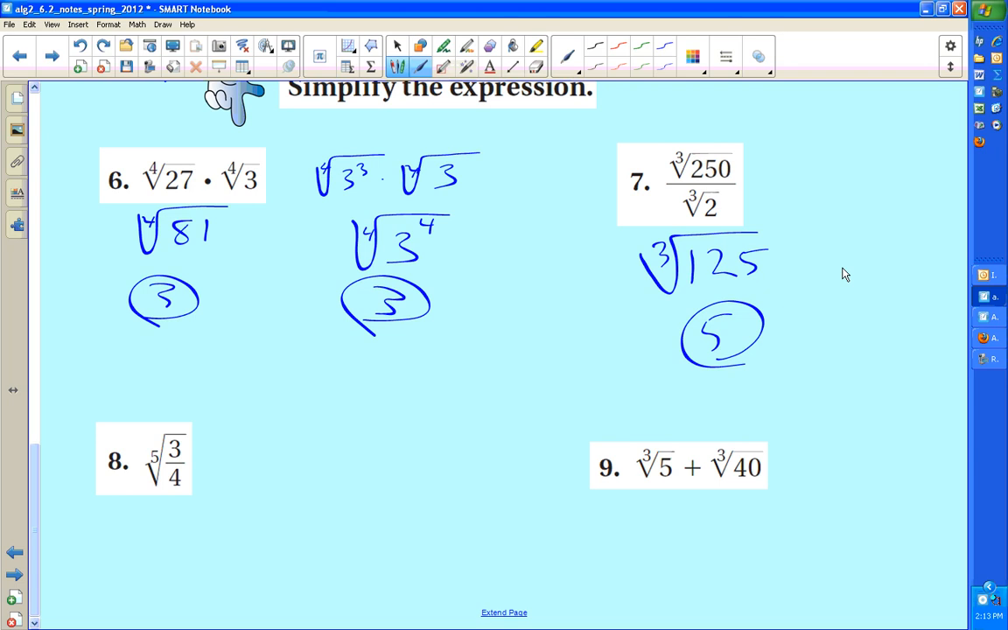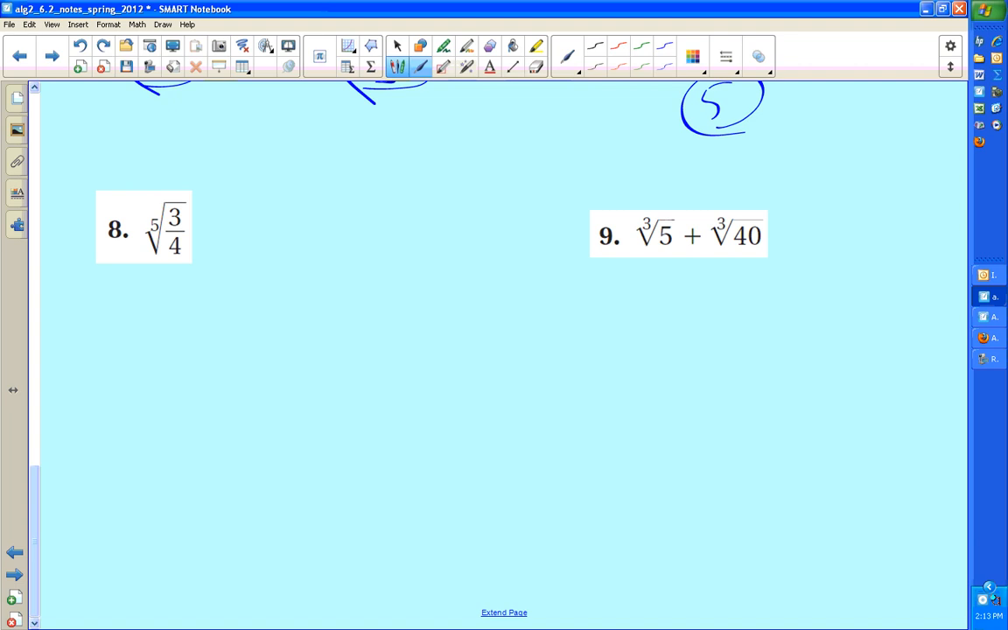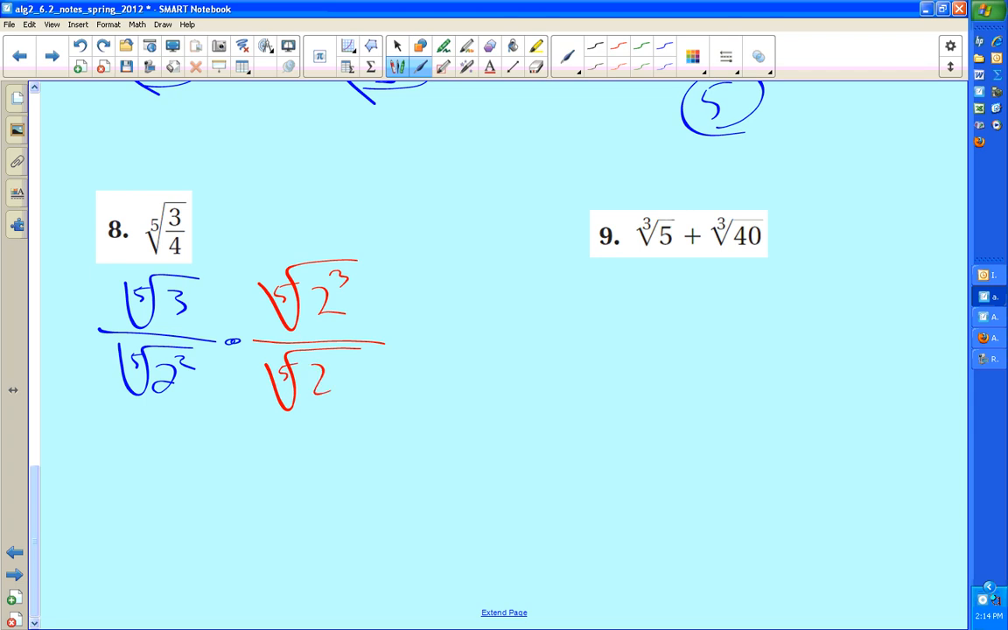Got to finish her off though. Okay? The fifth root of 3 over 4 is the fifth root of 3 over the fifth root of 2 squared. Easier to have the smallest base to a power. Now, what can I multiply by? Only can multiply by 1. And we're going to do the fifth root of 2 cubed. Fifth root of 2 cubed is going to give you the fifth root of 8 times 3, which is 24.